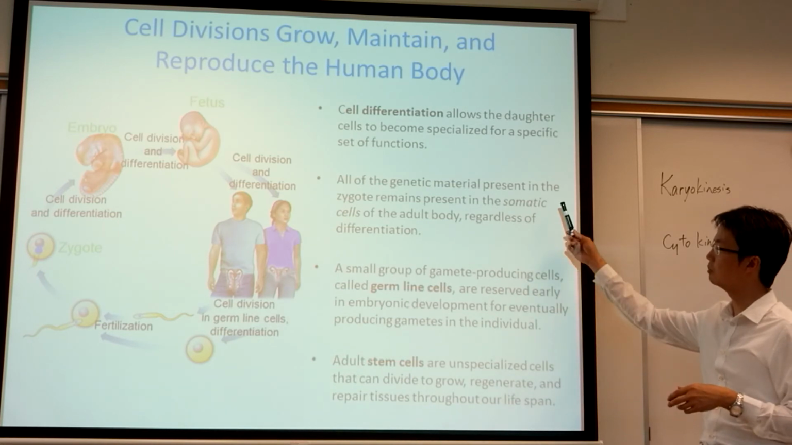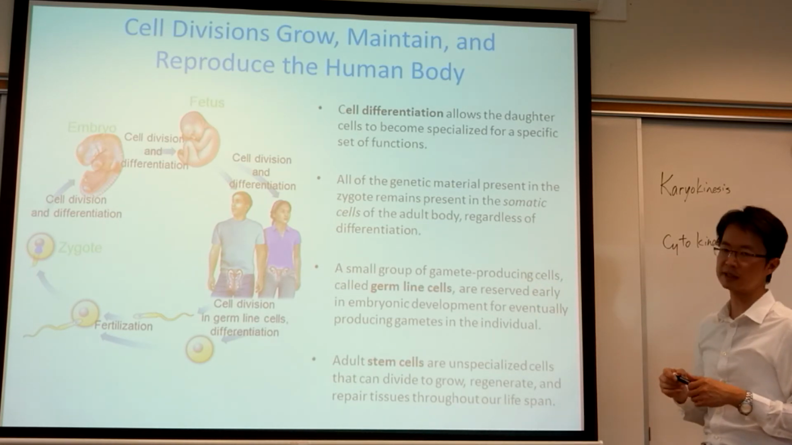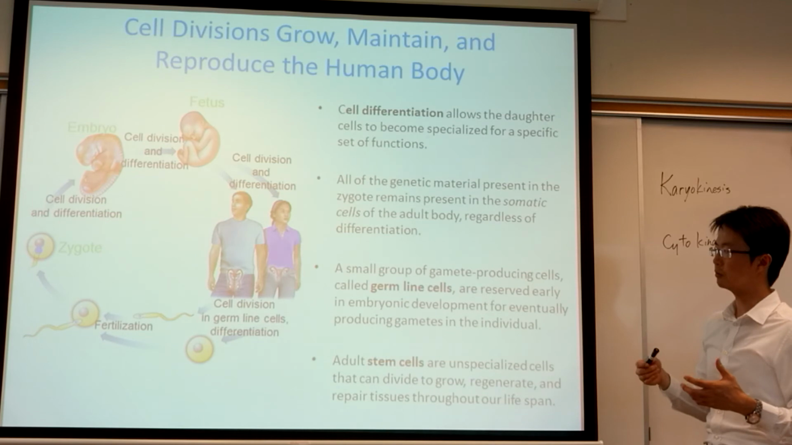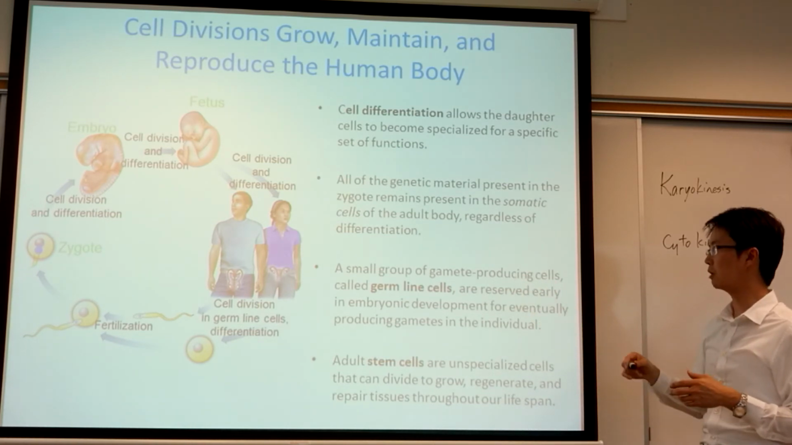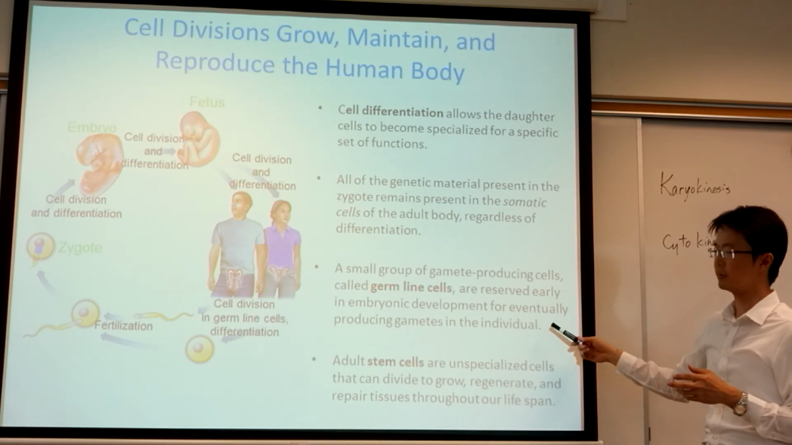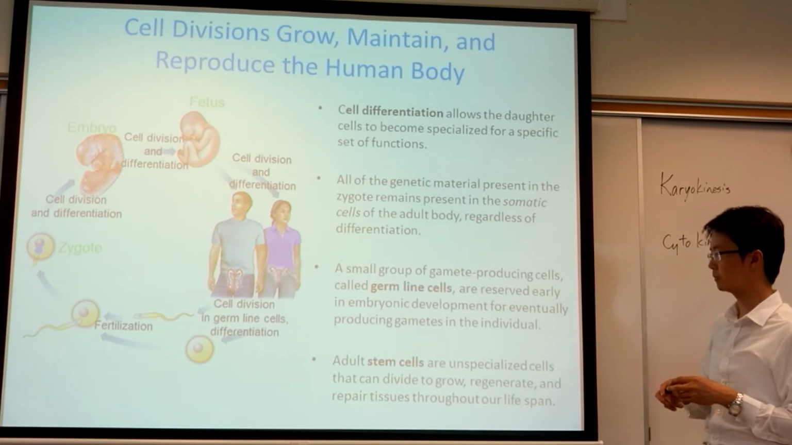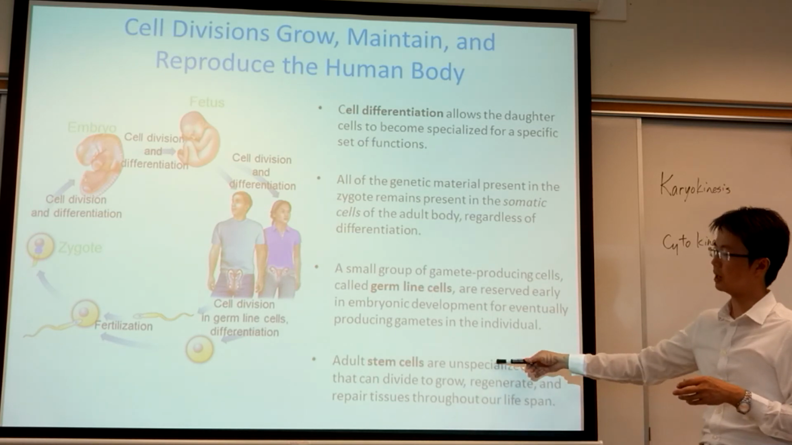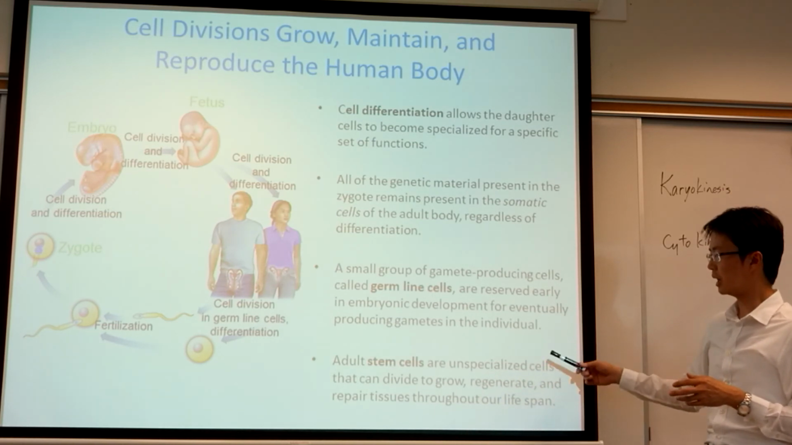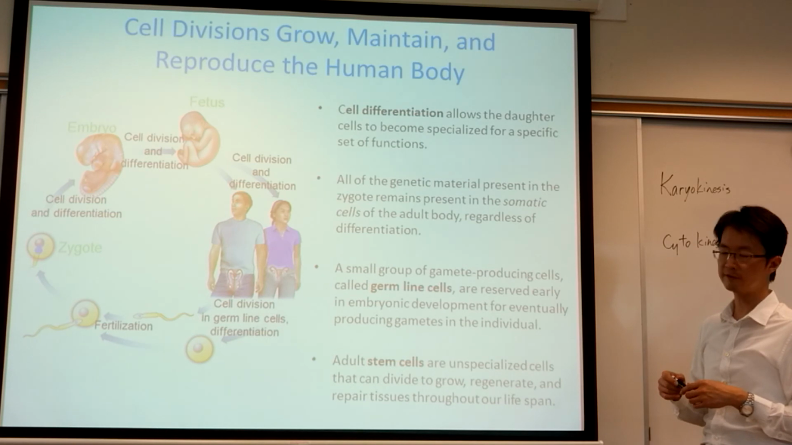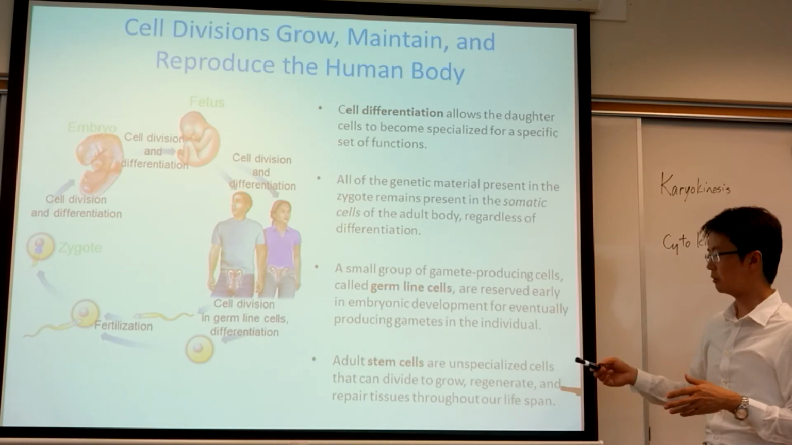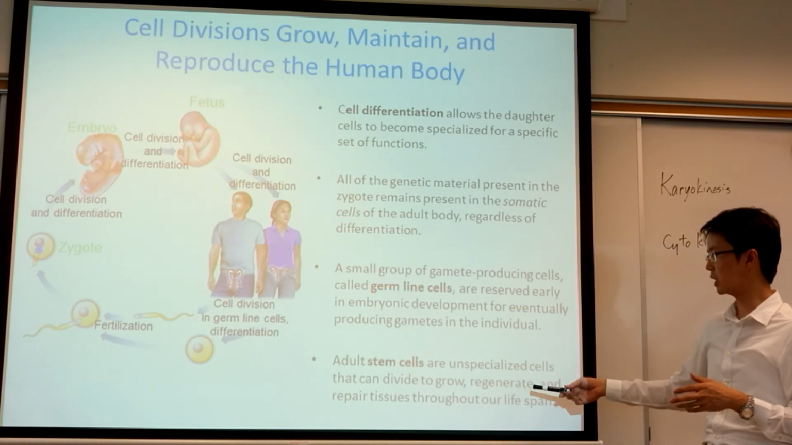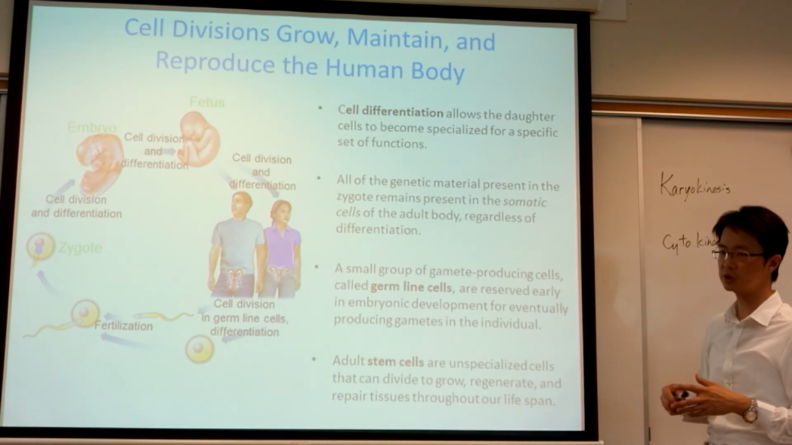Most of the cells, we call somatic cells because they develop into our body. Some of the cells, we call germline cells, or gamete-producing cells. They are for producing gametes in the individual. And the last type of cell we call stem cells. They're unspecialized cells and they can divide into any type of cell. We use stem cells for regeneration or repairing tissue in our body.